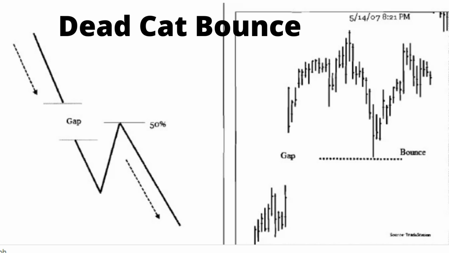For an event-driven price fall, enter a short trade at the 50% to 62% gap level. Short below the previous bar's low. For an event-driven price rise, enter a long trade at the 50% to 62% gap level. Enter a long above the previous bar's high.